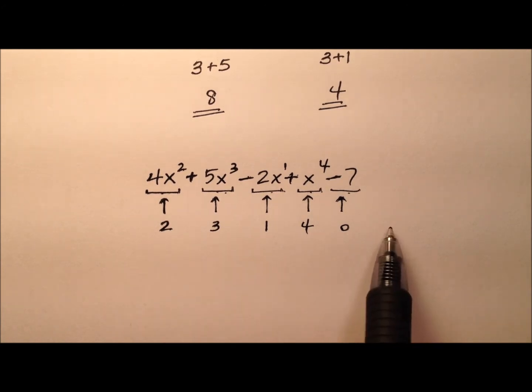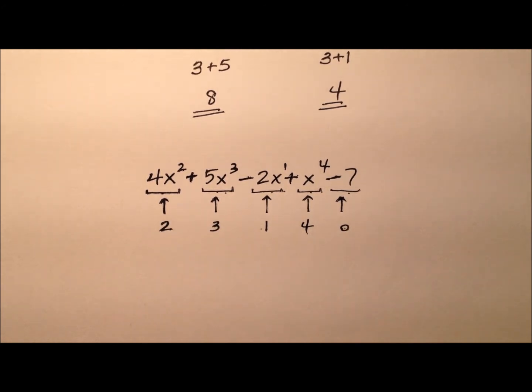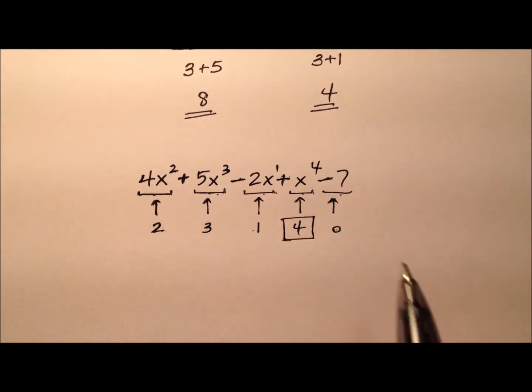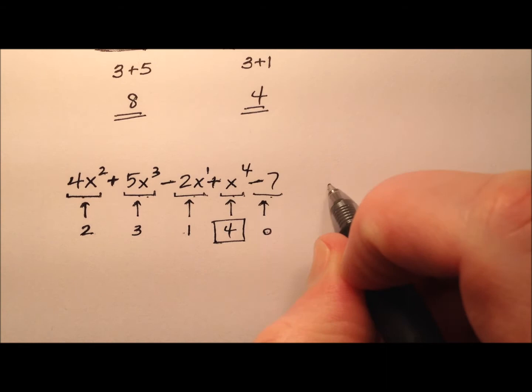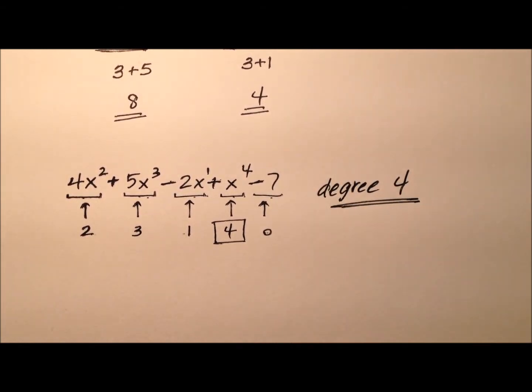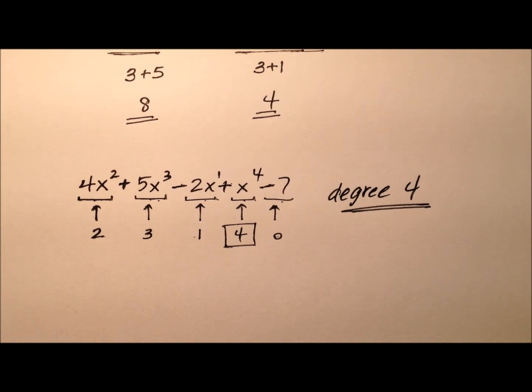Okay, so we have all the degrees. Let's see, 0, 1, 2, 3, and 4. So the highest degree term is a 4. So the degree of this polynomial then is 4. So once again, the degree of a polynomial is going to be the degree of its highest degree term.